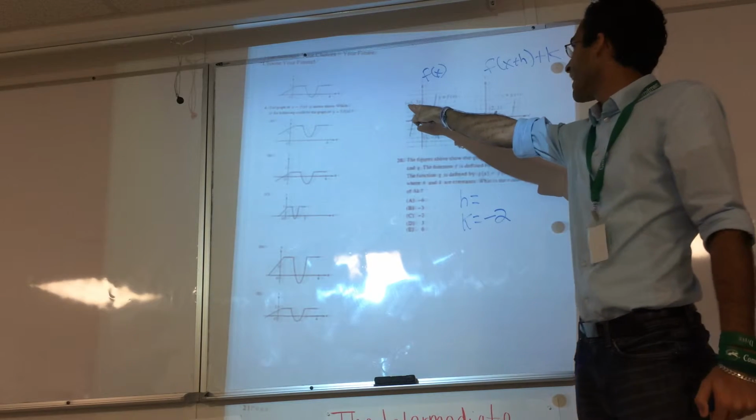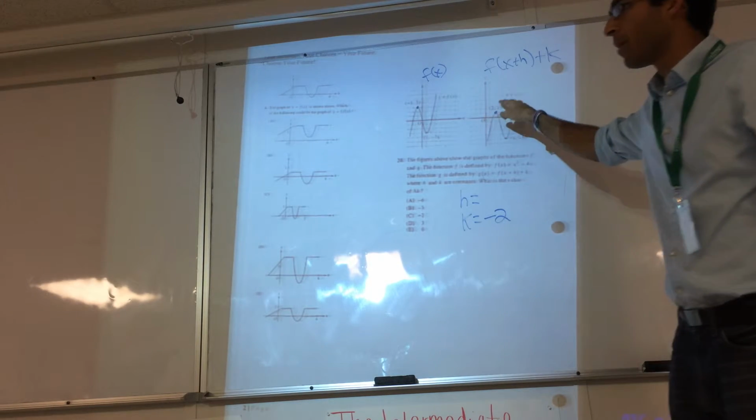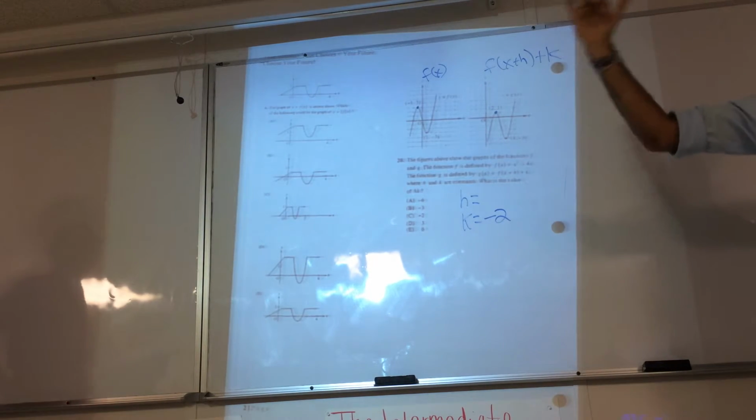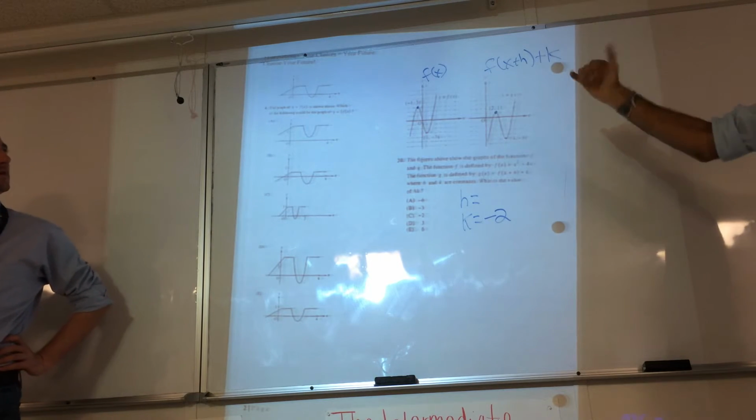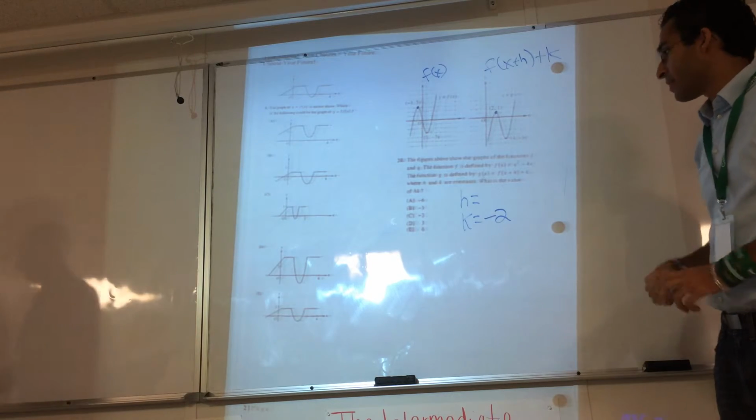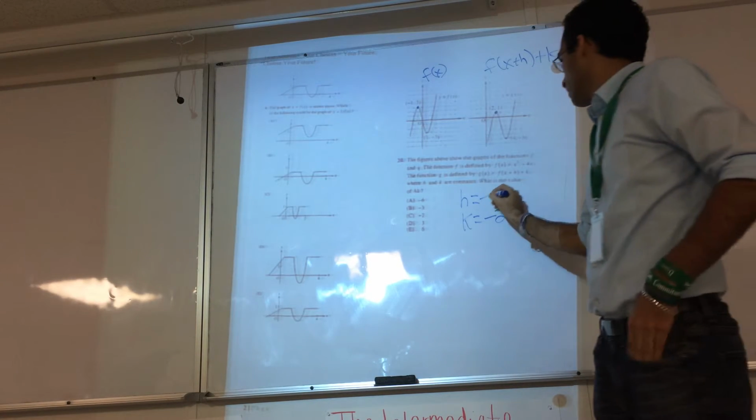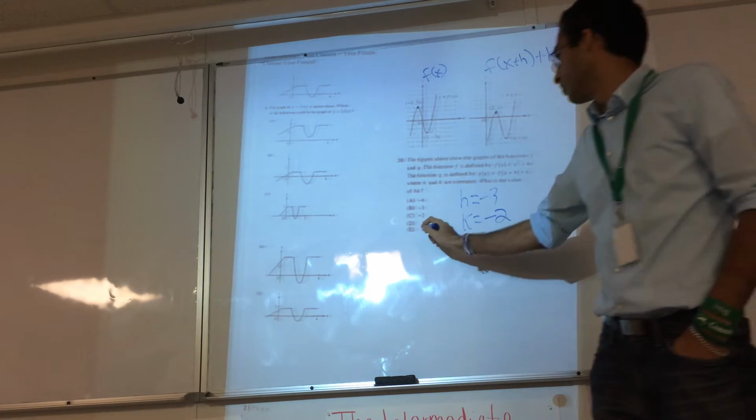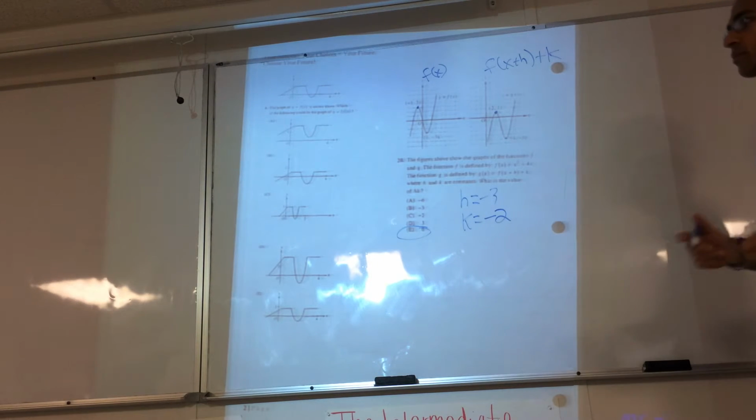Then we see that the x-coordinate went from negative 1 to positive 2. So the x-coordinate went right by 3. If I'm going right, h must have been negative. It must have been negative 3. Negative 3 times negative 2 is positive 6.